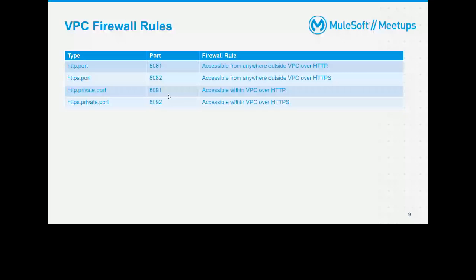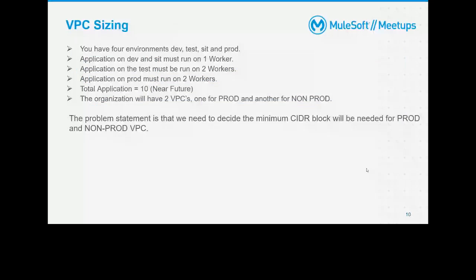We will see that. Now we need to understand how we can do the VPC sizing. Generally you have four environments: dev, test, SIT, and production. Applications on dev and SIT must run on one worker. Applications on test must run on two workers. Applications on prod must run on two workers.